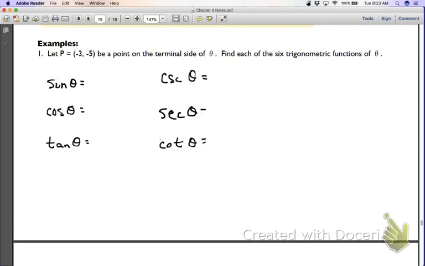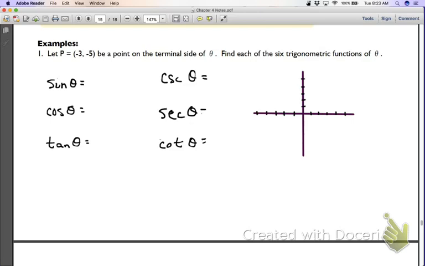So the easiest way that we can do this, or the way that I believe anyway, is if you need to, draw your triangle. Where's negative? What is it? (-3, -5). What quadrant is it going to be in? Or where's it going to be at? Third quadrant, right? So it's going to be bottom left.